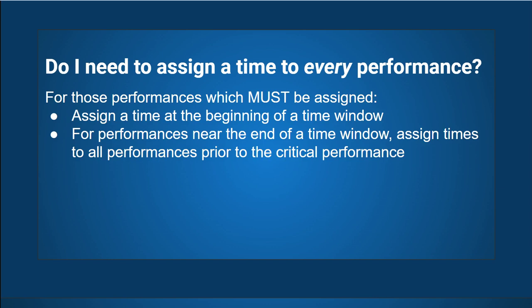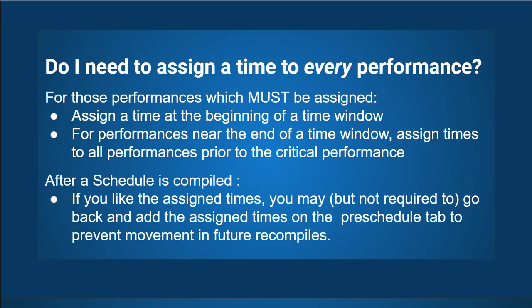For those performances which must be assigned, assign a time at the beginning of a time window. Or if you have a performance near the end of a time window, be sure to assign times to all performances prior to the critical performance time. After a schedule is compiled, if you like the assigned times, you may, but are not required, to go back and add the assigned times on the Pre-Schedule tab to prevent movement in future recompiles.